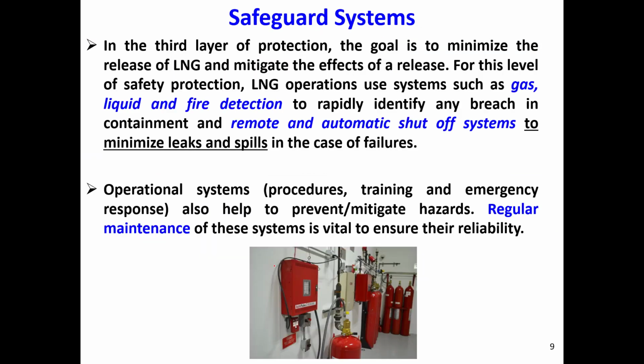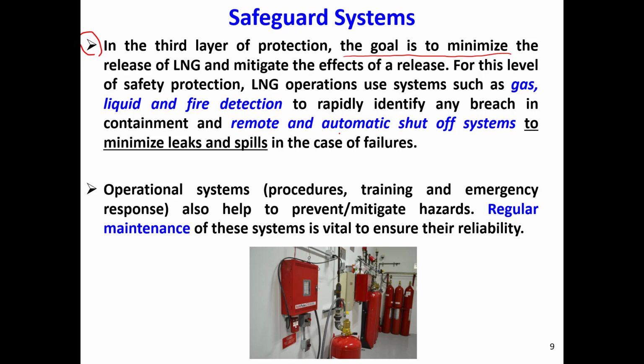The safeguard system is the third layer of protection. Now, what does the safeguard system do? In the first layer, we make sure that the tank has a good design and is very well constructed. In the second layer, in case the LNG leaks or spills, we have designed some kind of system to prevent the LNG from going to the environment, to contain it.